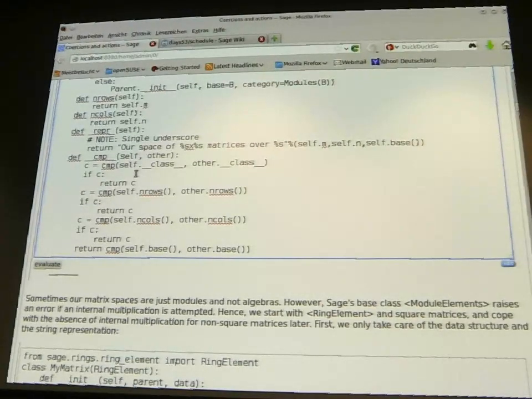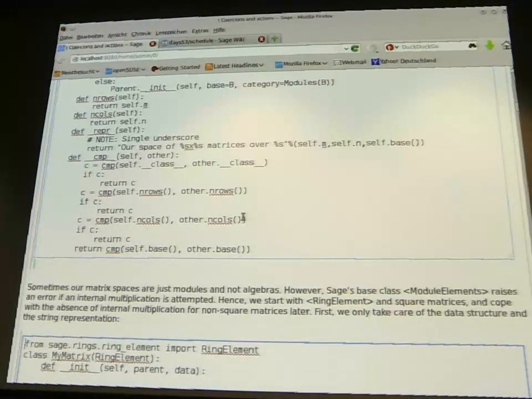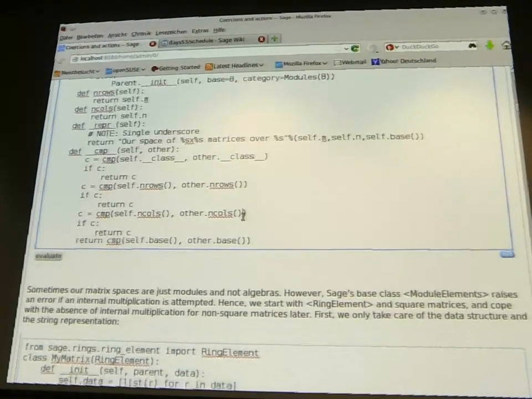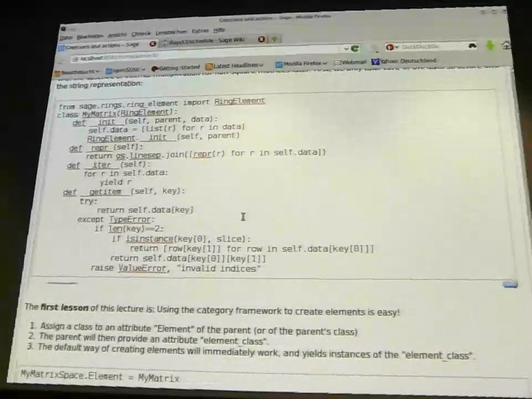So for comparison, when are two matrix spaces equal? Of course, here we test whether they are of the same class. Then we test if the number of rows is the same, and if the number of columns is the same, and if the base rings are the same. And if all this is the same, then they are equal. Okay, so evaluate it. It works.